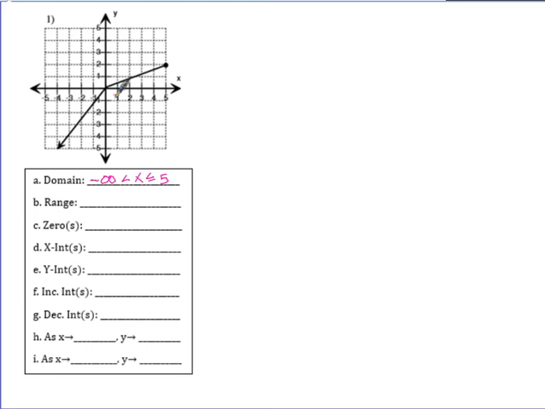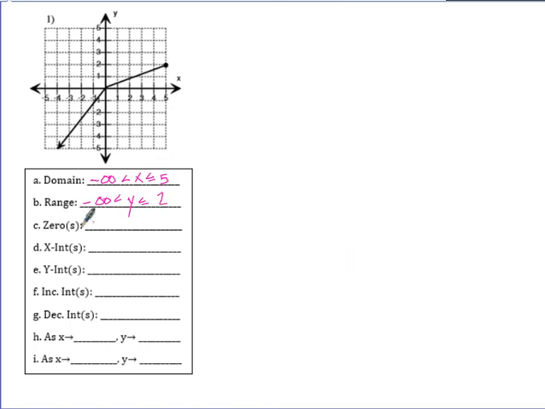That would be my domain. Range, we're going to do the same thing. Does this graph go down forever? Yes, that's what that arrow means. So negative infinity is less than y. Does it go up forever? No, it stops right there, and that y value is 2. So y has to be less than or equal to 2.